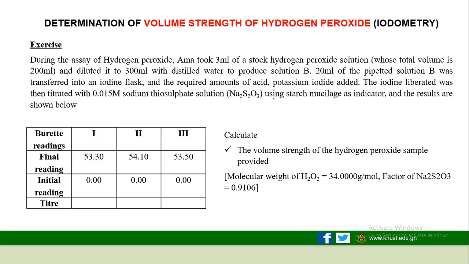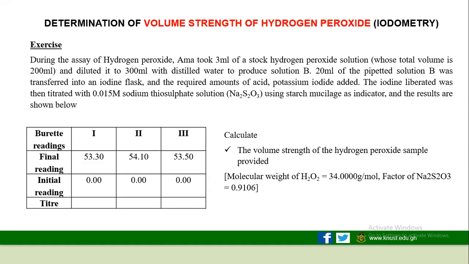Good. So let's look at something here. Now the question is for us to calculate the volume strength of the hydrogen peroxide sample provided. Now, the sample provided is the undiluted one. That means everything we do, we have to go back to the undiluted one. It's just a simple question, but this is in reference to the original hydrogen peroxide.